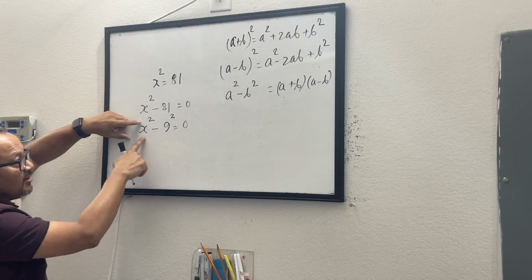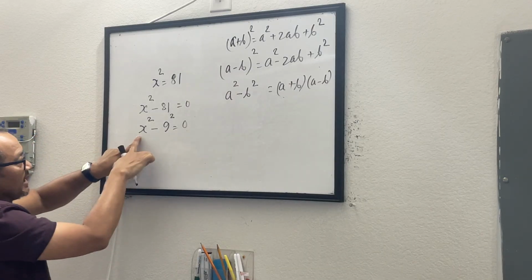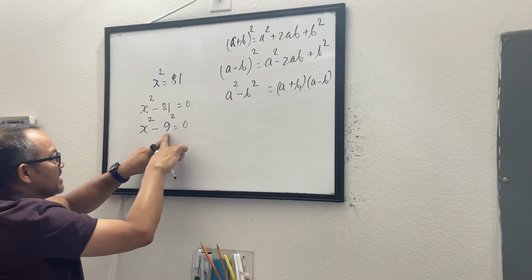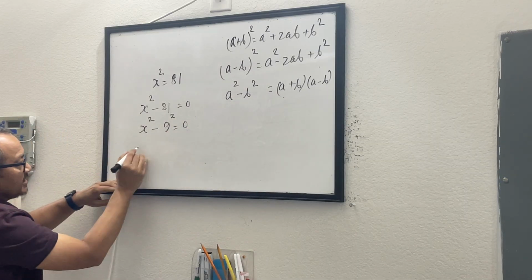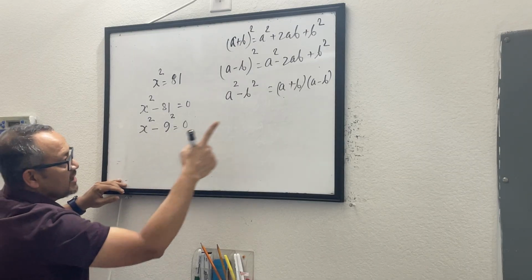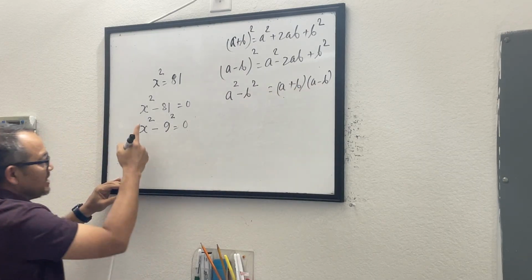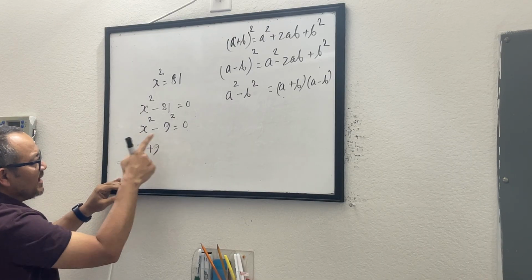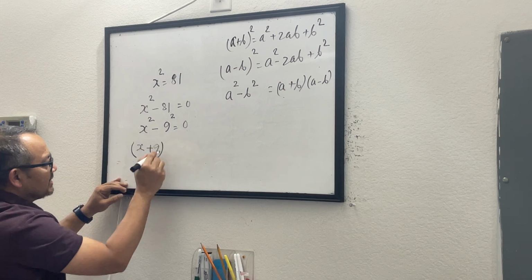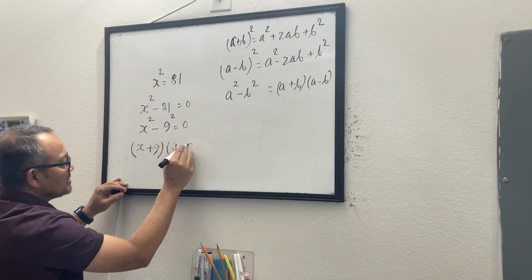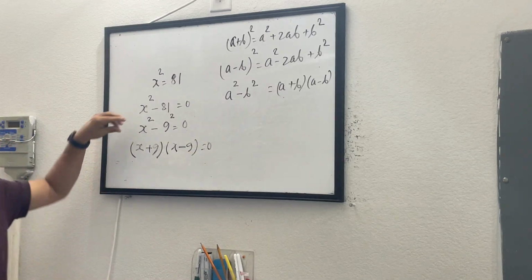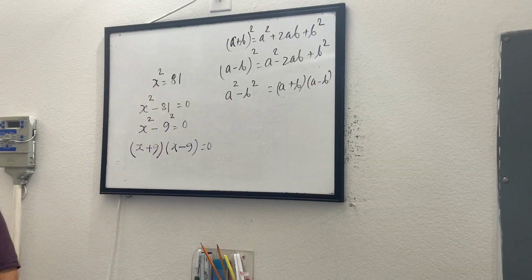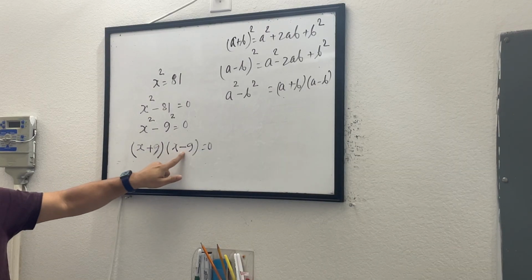Now look at this formula. This is my x, equal to a squared. This is my b. So based on this formula I can say this is a squared minus b squared is equal to a plus b times a minus b. So I can break this into x plus 9, because x is my a, 9 is my b, times x minus 9. Look at this formula and look at this formula. I am just comparing x with a and 9 with b.